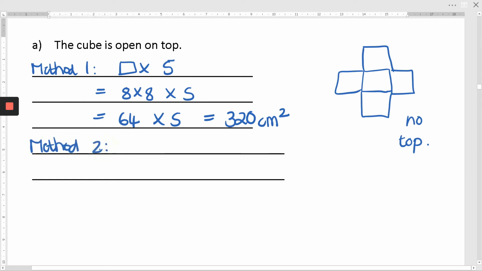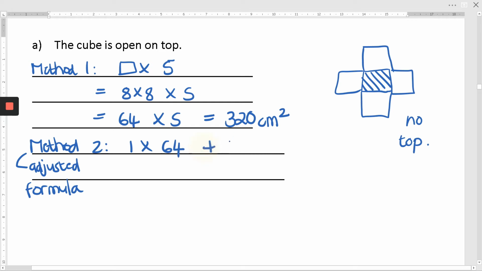Method 2 is using the formula, but this one, you're going to need to adjust the formula. Okay, so I'm going to write here that method 2 is an adjusted formula, because the formula says we need 2 times the area of the base. That was my base, but there's no top. In fact, the 2 times area of base was to deal with the base and the face at the top. So now I'm actually going to have 1 times the area of the base, which we know is 8 times 8, which is 64.